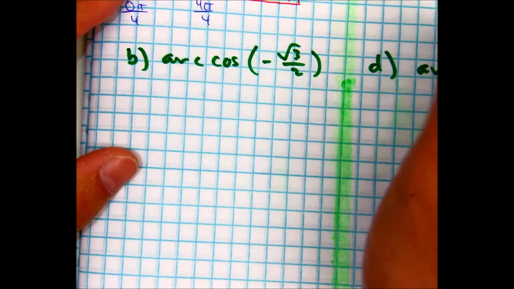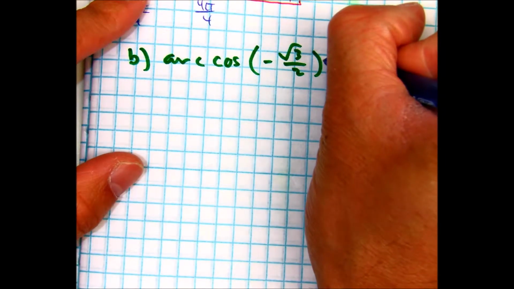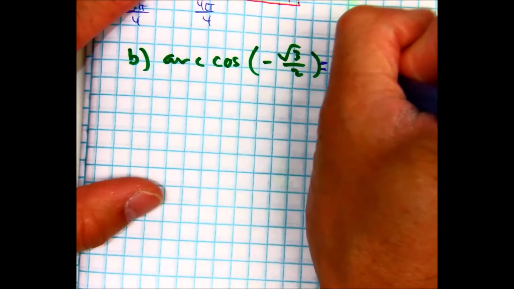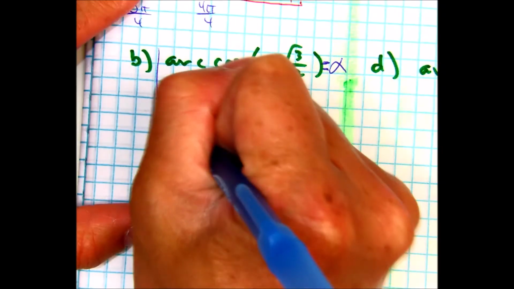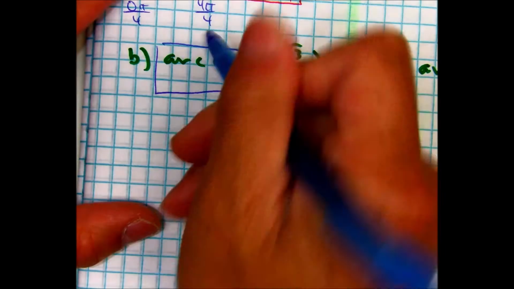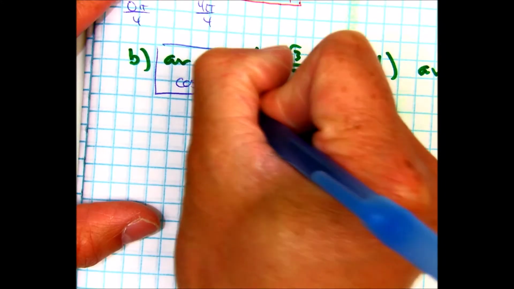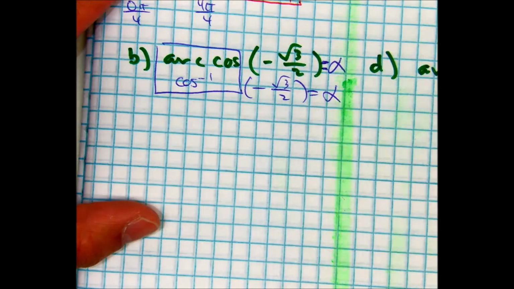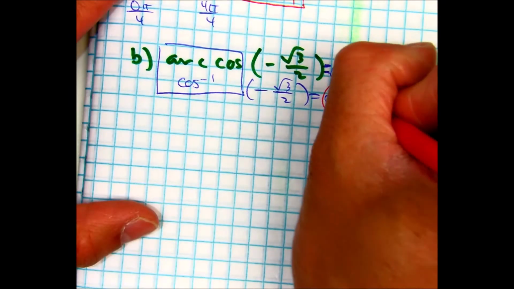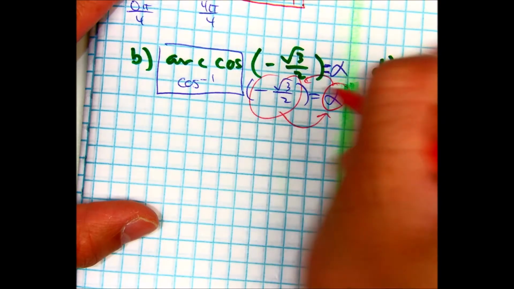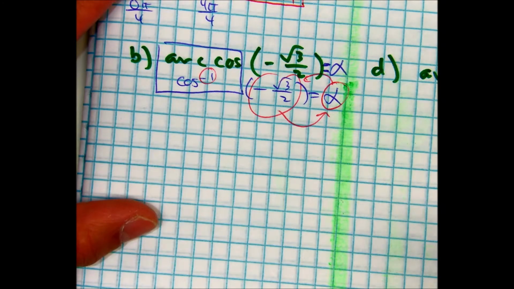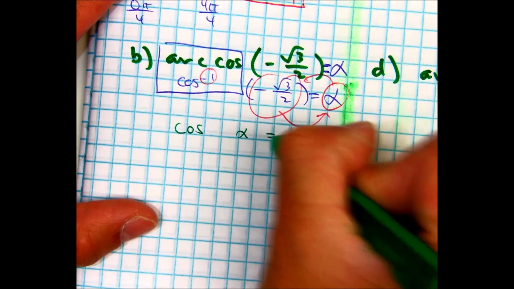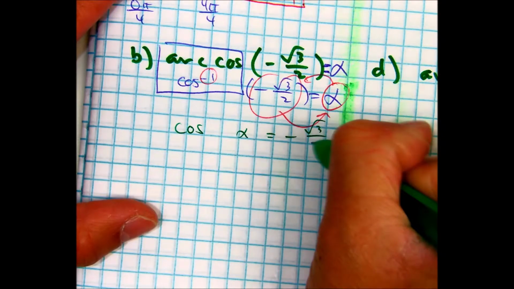Class, tell me what to do. Pick your favorite Greek letter. Alpha, the fish. Arc cosine is another way of writing inverse of cosine equals alpha. Circle and do your switch. Don't forget that one. Now I have cosine of alpha equals negative radical 3 over 2.